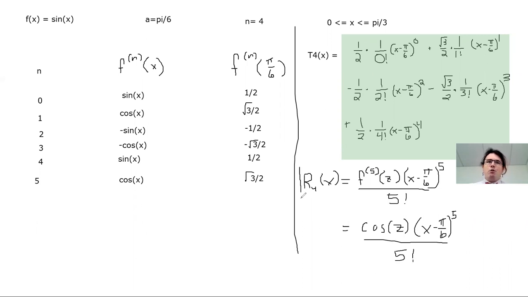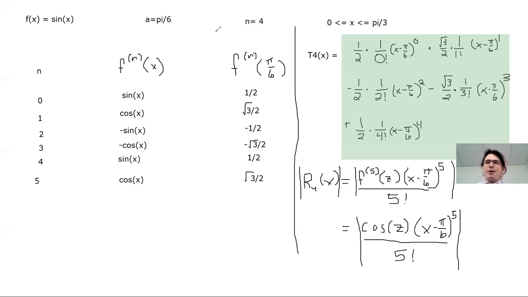For this purpose, I only really care about the magnitude of my error, so I'm going to put absolute value bars around everything I see here. I don't really care if the error is too much or too little. I just want to know the size of it. And further, I want an error term that's an explicit number.